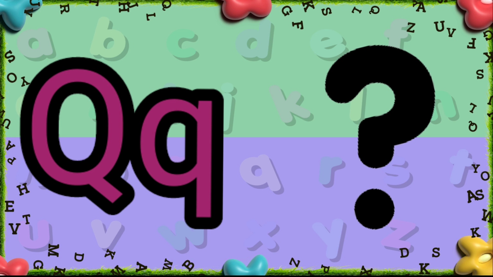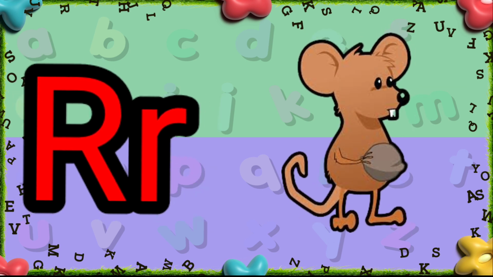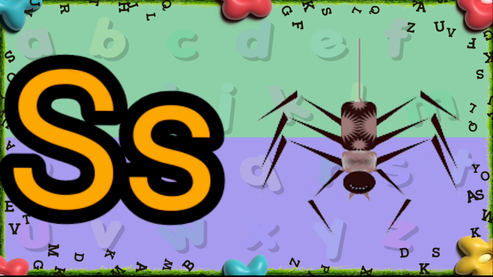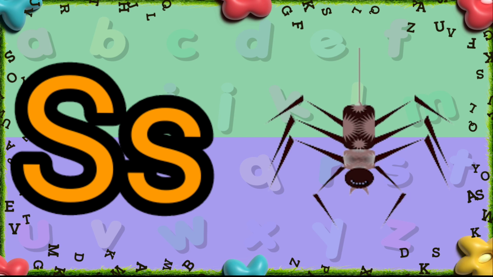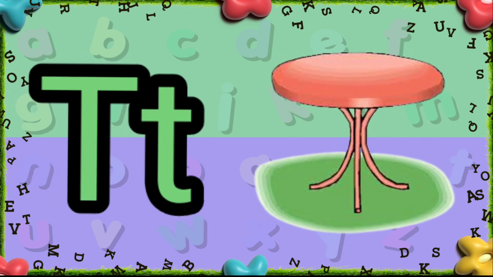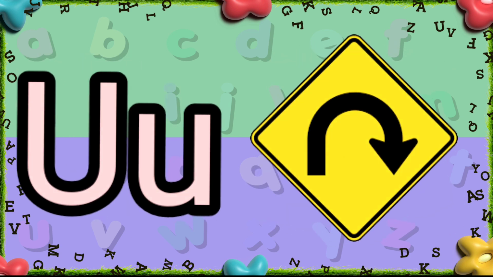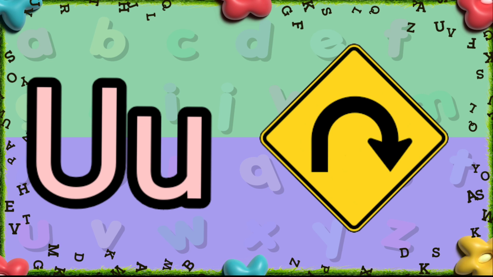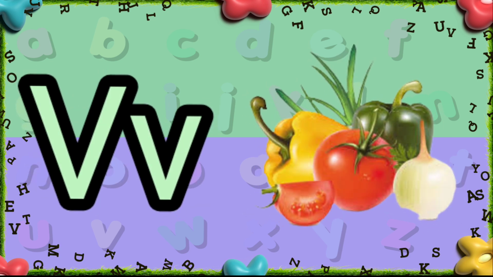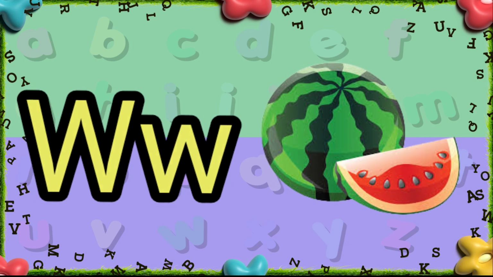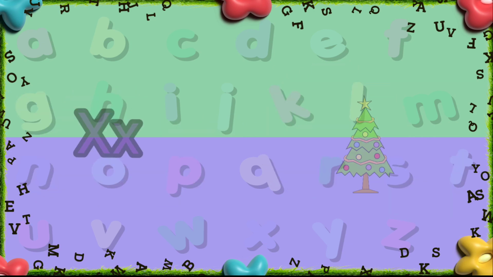Q is for question mark. R is for rat. S is for spider. T is for table. U is for U-turn. V is for vegetables. W is for watermelon.